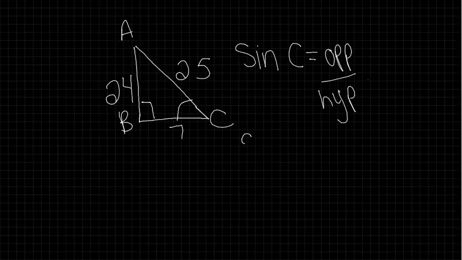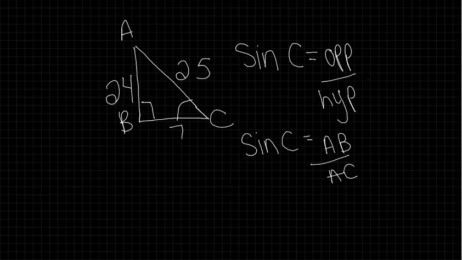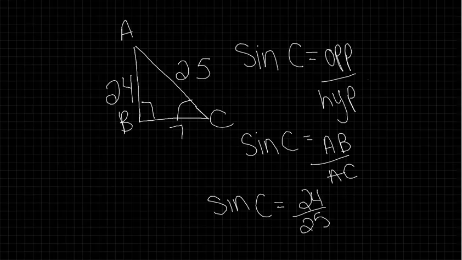So in this case, sine of C would equal AB, because that's our opposite, over AC, which is our hypotenuse, which is equal to 24 over 25. So 24 is the length of AB and 25 is the length of segment AC. So sine of C would equal 24 over 25.